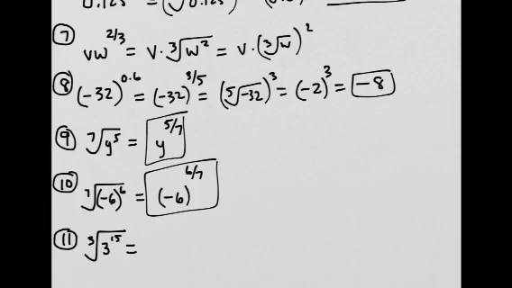So for number 11, the base is 3, the power is 15, and the root is 3. Okay, and this 3 right here is this 3 right here. And then this 3 right here comes from here. Okay, so that simplifies to 3 to the 5th. Take a calculator. 3 to the 5th is 243.